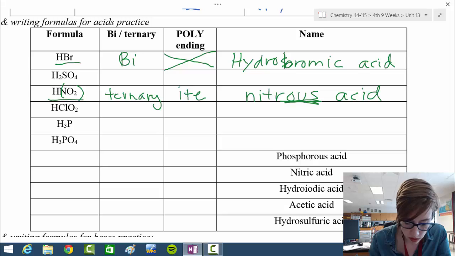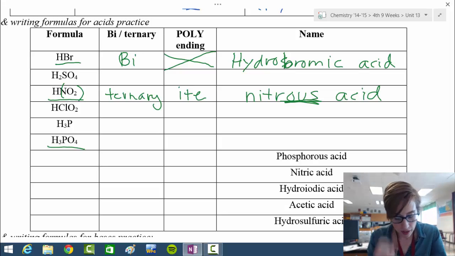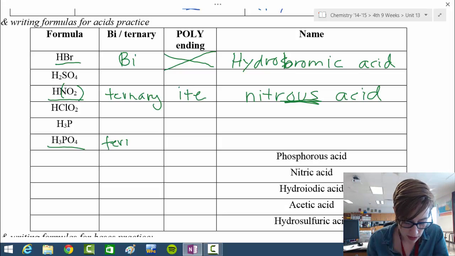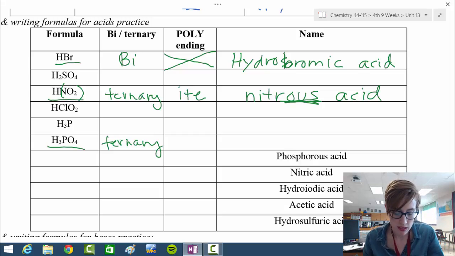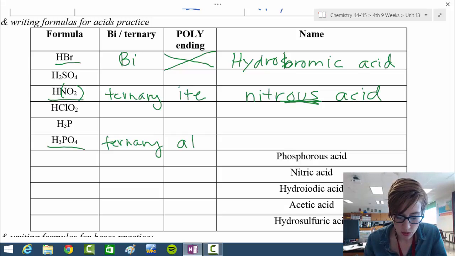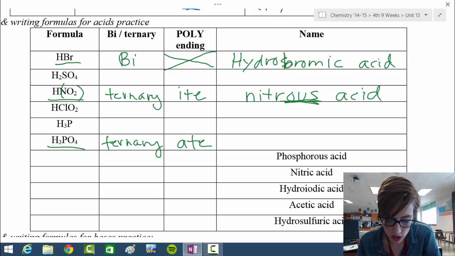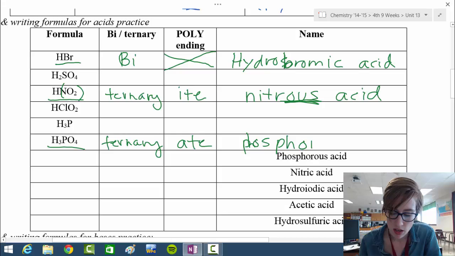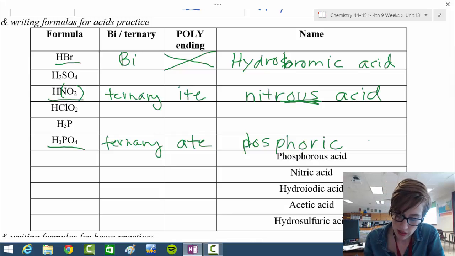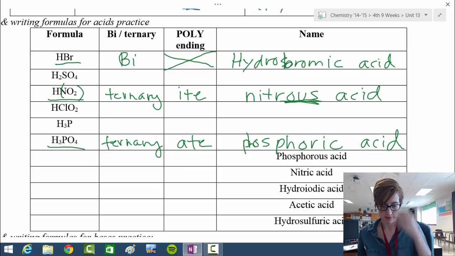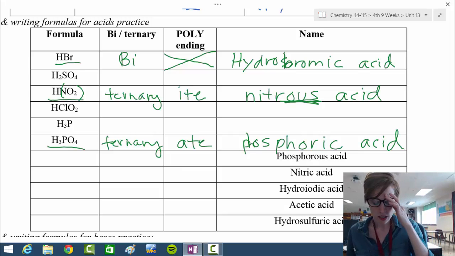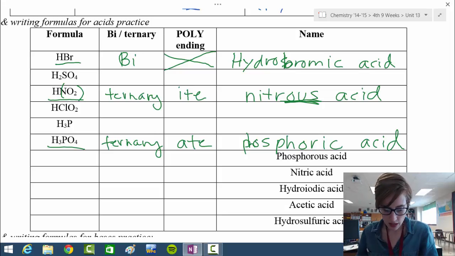Let's do this one right here. It's ternary because it's got 3 elements. PO4 is phosphate, which ends in ate. And so for any polyatomic that ends in ate, instead of phosphate, we're going to take it to phosphoric. Instead of ous, we're going to do phosphoric, and then you put acid. All right, so let's look at the names down here.